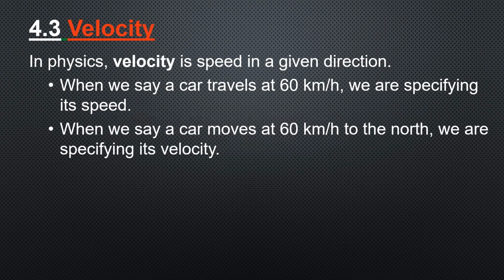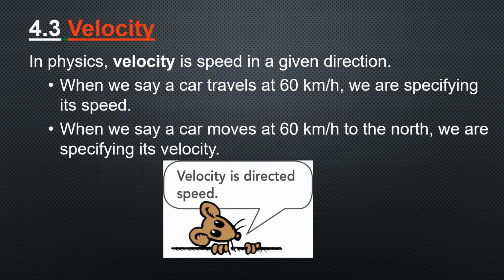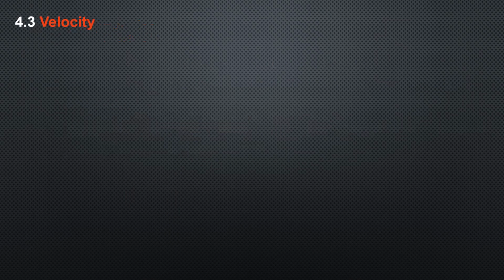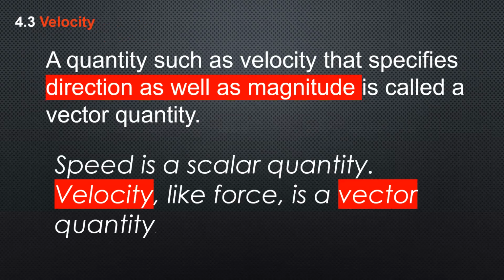So when we say a car travels 60 kilometers per hour, we're telling you the speed. But if we said the car was moving 60 kilometers per hour to the north, we are specifying its velocity. Velocity is directed speed. Velocity is speed with a direction. A quantity such as velocity has a direction as well as a magnitude. It's called a vector quantity. Speed, however, is a scalar. Velocity, just like force or acceleration, is a vector.